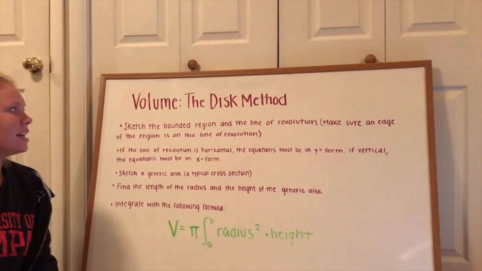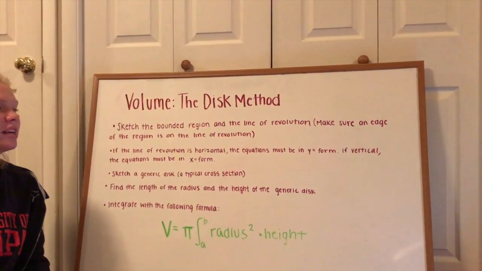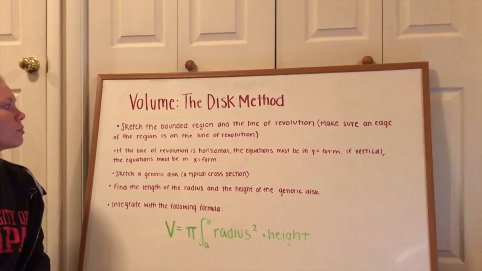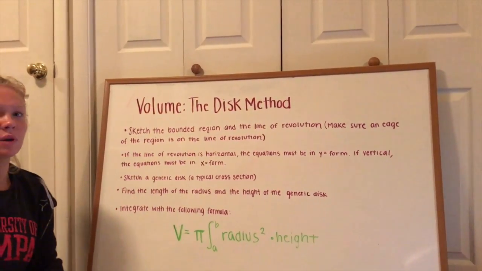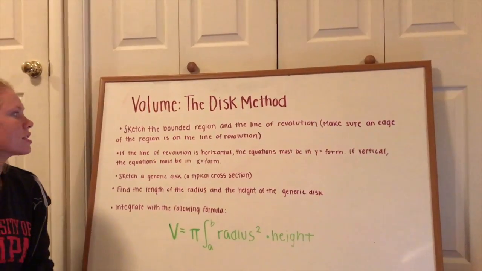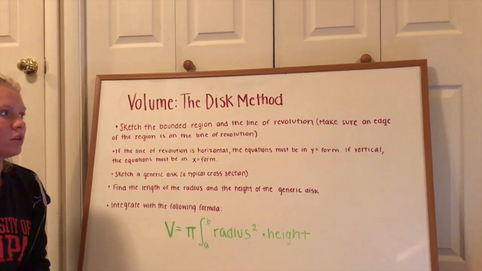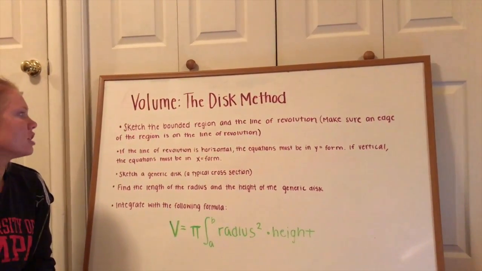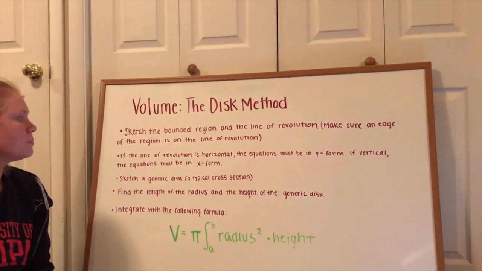So the next lesson is volume, and the first one is the disk method. So these will be the steps that you should take in order to do the disk method. First, you're going to sketch the bounded region and the line of revolution, and you should make sure an edge of the region is on the line of revolution.